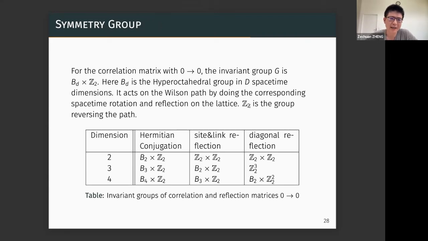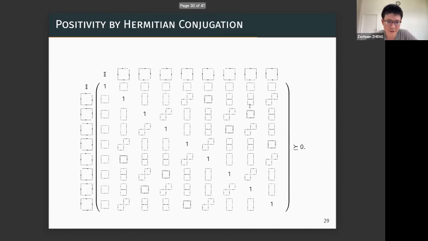This is the lattice symmetry group for different dimensions. I must notice you that for the reflection positivity, we have less symmetry because the reflection plane damages some part of the global symmetry. So for the reflection matrix, we are doing the symmetry reduction with respect to the subgroup which stabilizes the reflection plane. This is just a detail.